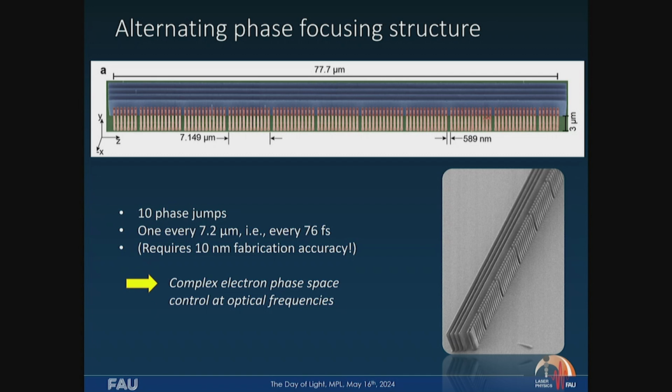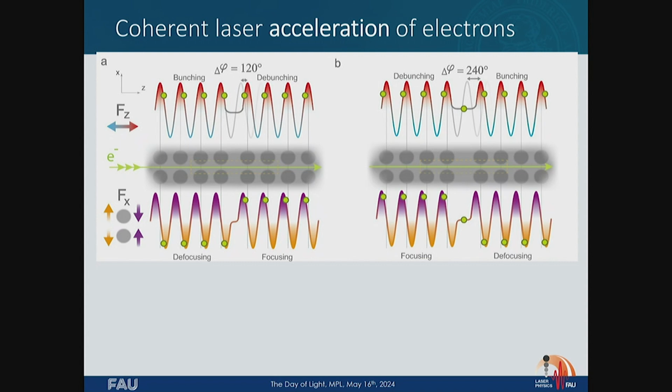In the frame co-moving with the electrons that propagate down here at 1/3 of the speed of light, 30 keV electrons, we have a phase jump every 76 femtoseconds. This requires high fabrication accuracy because phase errors would add up. But definitely, if this works, we have, for the first time, complex electron phase-space control at optical frequencies. And it works. I showed you the data. I would just want to take you to acceleration right away. Now, we want to accelerate the particles.